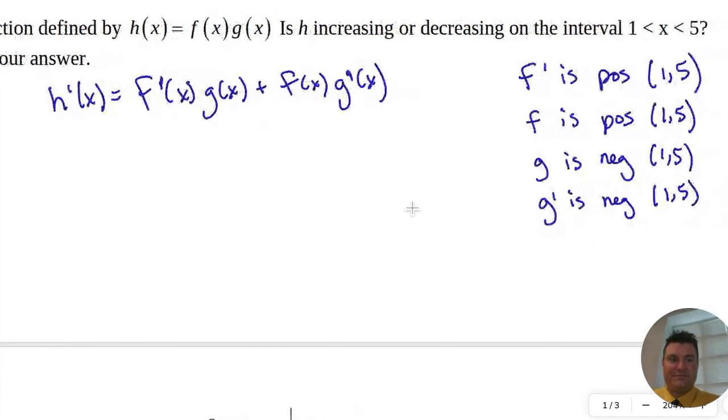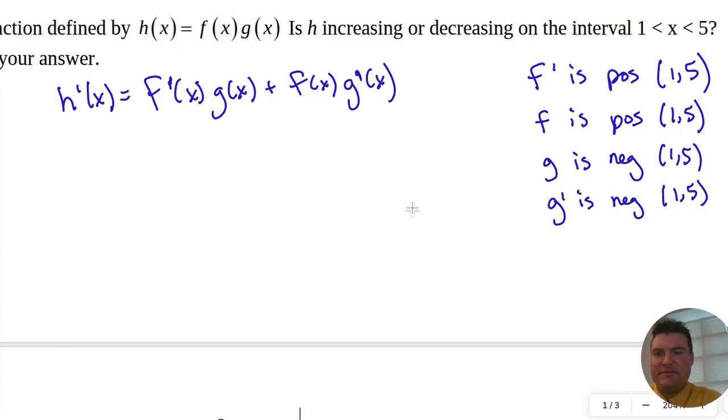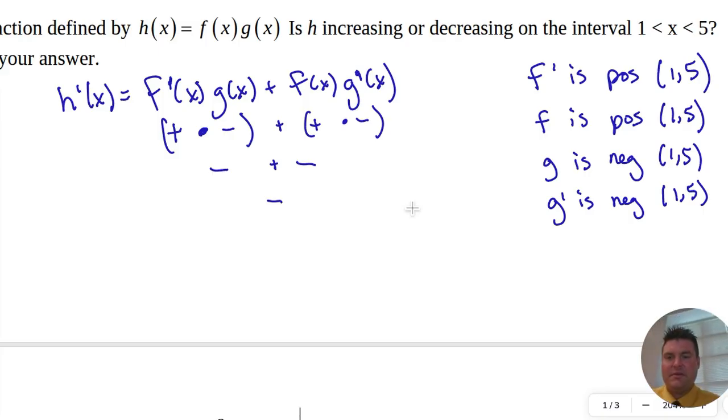So let's talk about this. So f prime is positive, G is negative, plus f is positive. So we've got that times that, plus f prime is positive times G prime is negative. So you're going to get a negative plus a negative, which is a negative. So H prime is always negative, well, not always, but on 1 to 5.